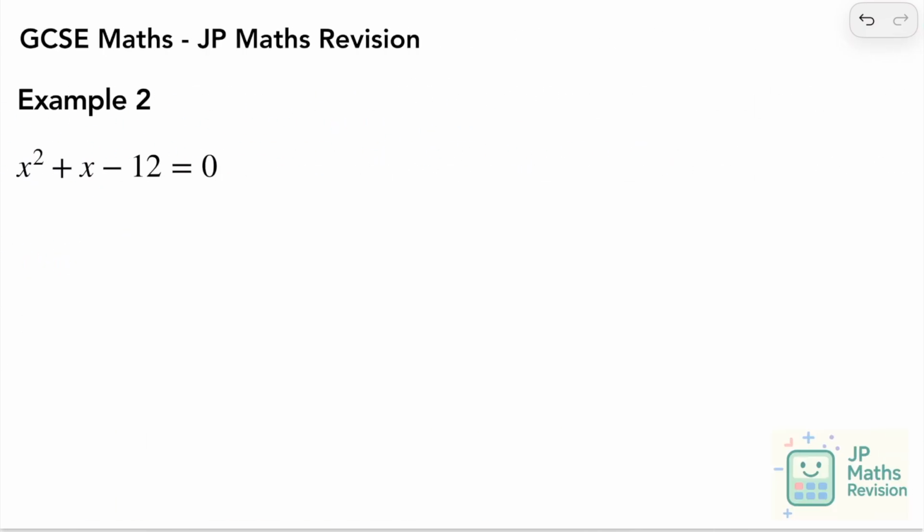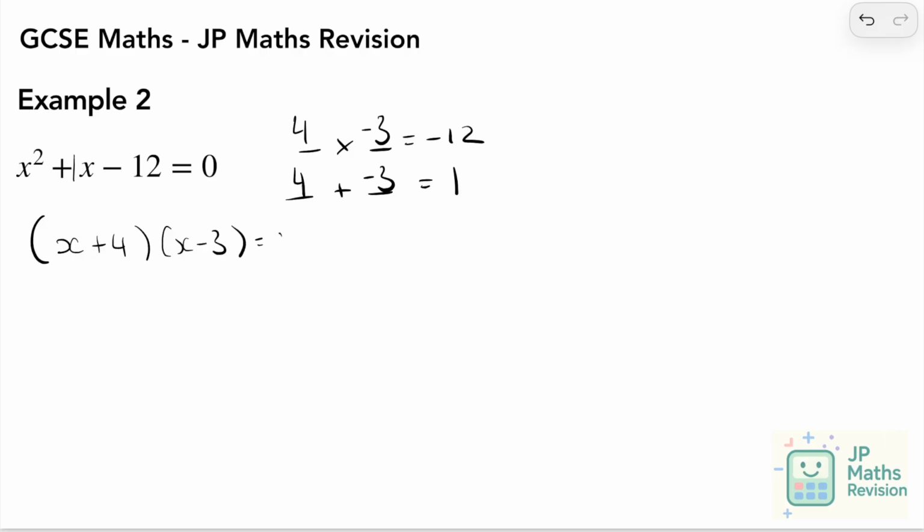So for this question, we are again going to factorise this quadratic to make it equal to 0. You should know that to factorise this, you need to think of two numbers that multiply to make minus 12 and add to the coefficient of x, which in this case is 1. I know that 4 times minus 3 is minus 12, and 4 plus minus 3 is 1. So the two numbers are 4 and minus 3. Putting it into brackets, I have x plus 4 and x minus 3 equals 0.